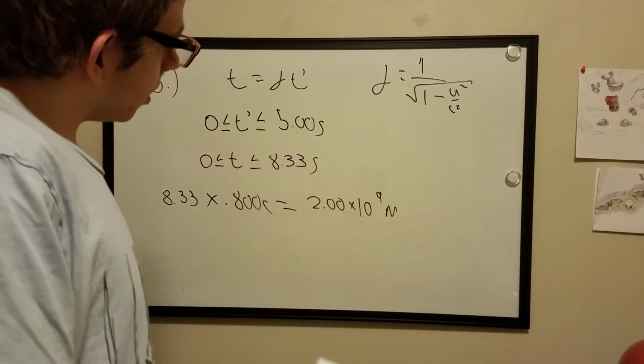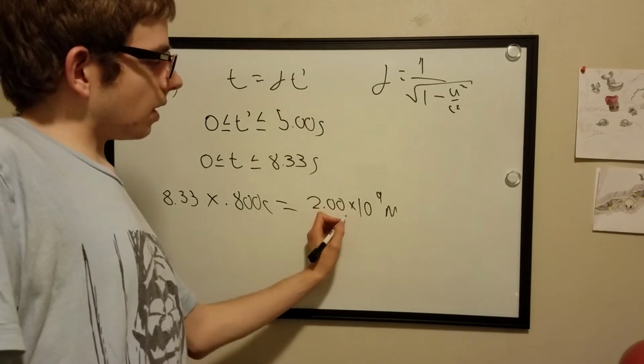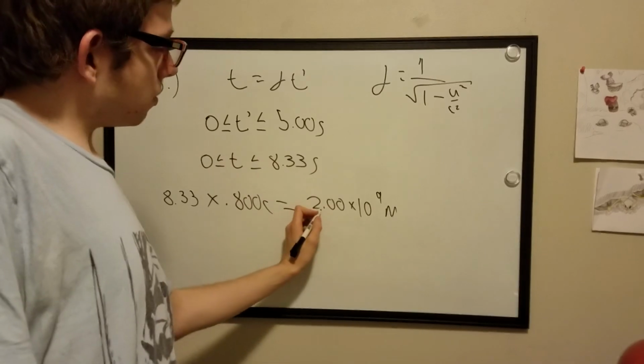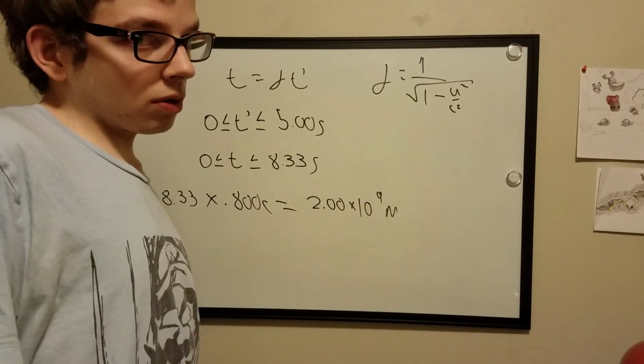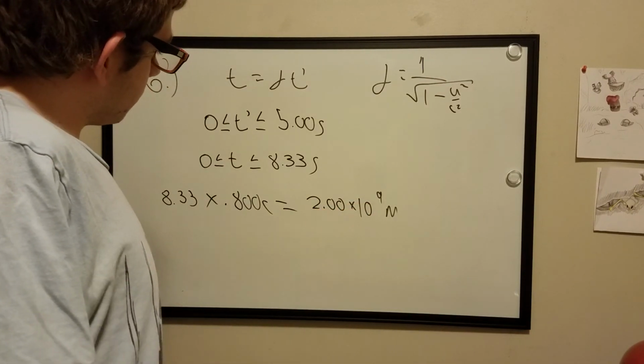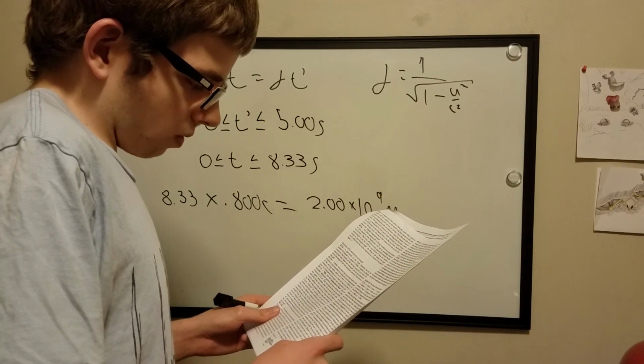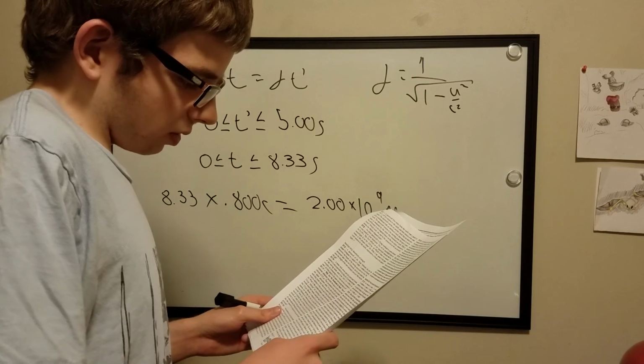Okay, all right, and if you may notice, this is the same value of x that we got in part A, 2.00 times 10 to the 9th meters. And that is it for problem number 16, chapter 37.